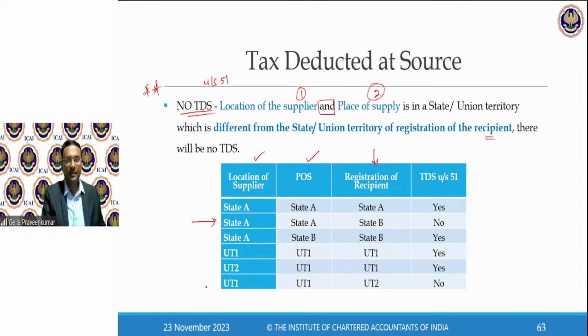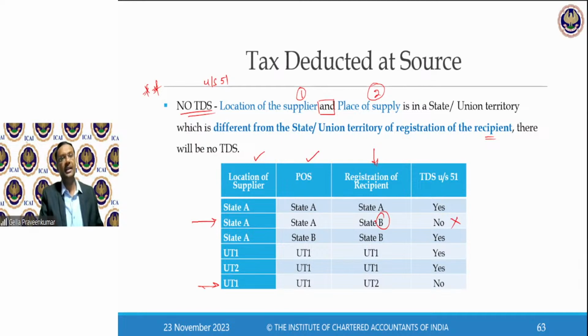This is one scenario where my place of supply is state A, my service provider is from state A, however, the recipient is from state B. By virtue of this, TDS cannot be applied under 51.